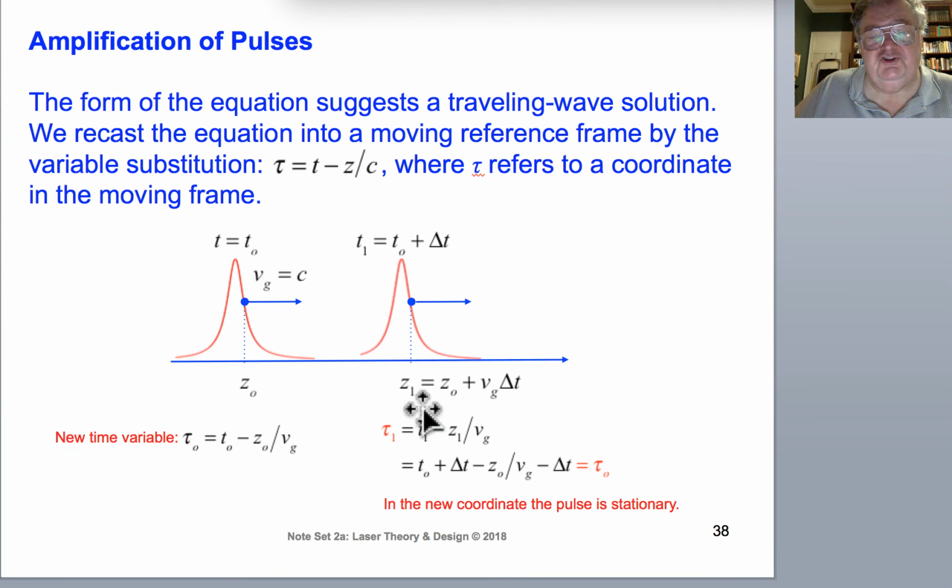At this new position, z1, what is tau 1? Tau 1 will be t1 minus z1 over v sub g. But what is t1? T1 is t0 plus delta t. I put that in. What is z1? Z1 is z0 plus vg delta t. Clean things up, equal to tau 0. Okay? So you see, in this coordinate system, this is a stationary time frame. This pulse is stationary in time when I make this substitution for the time variable. Okay, and that's what I'm going to do here.